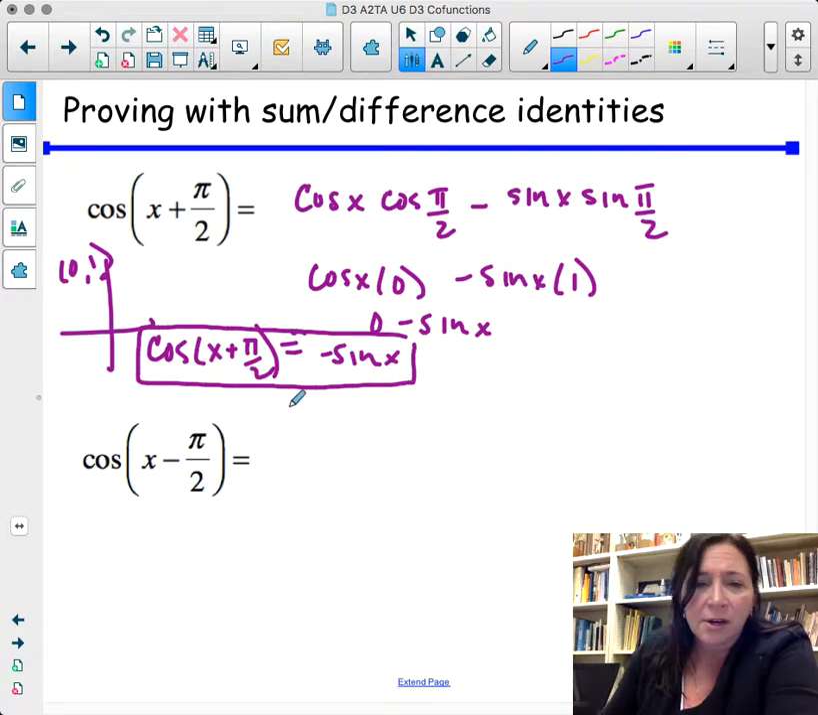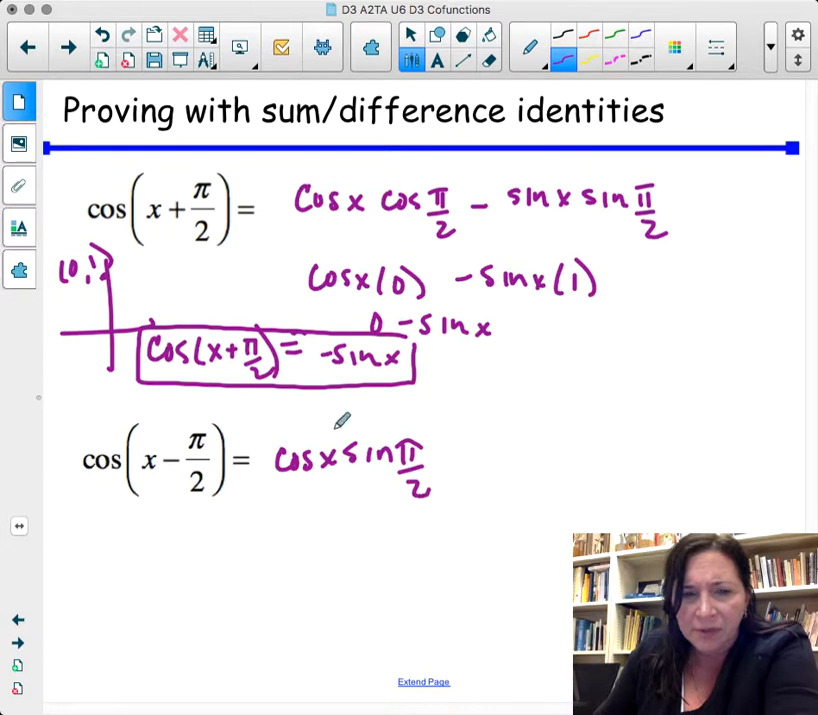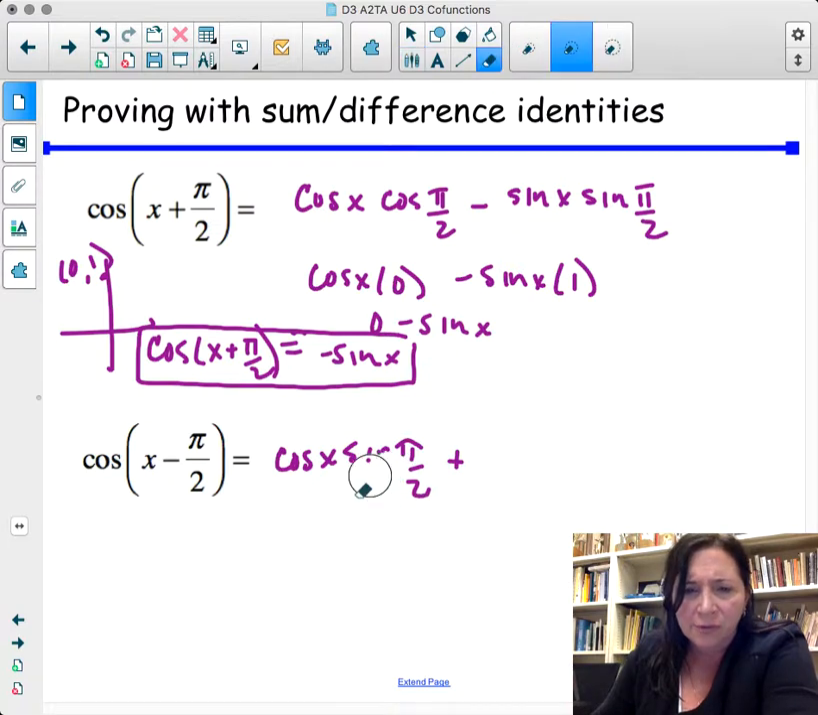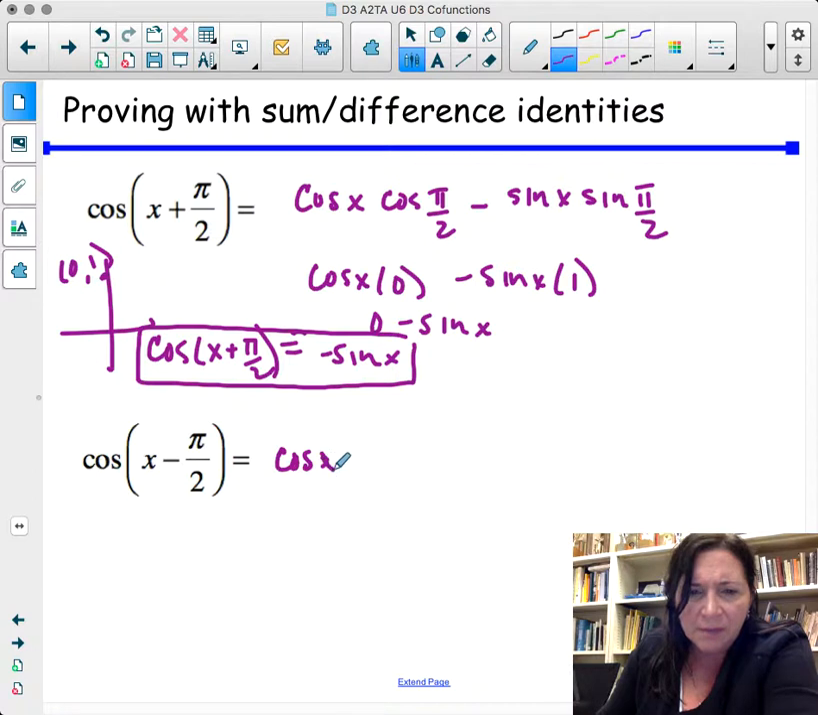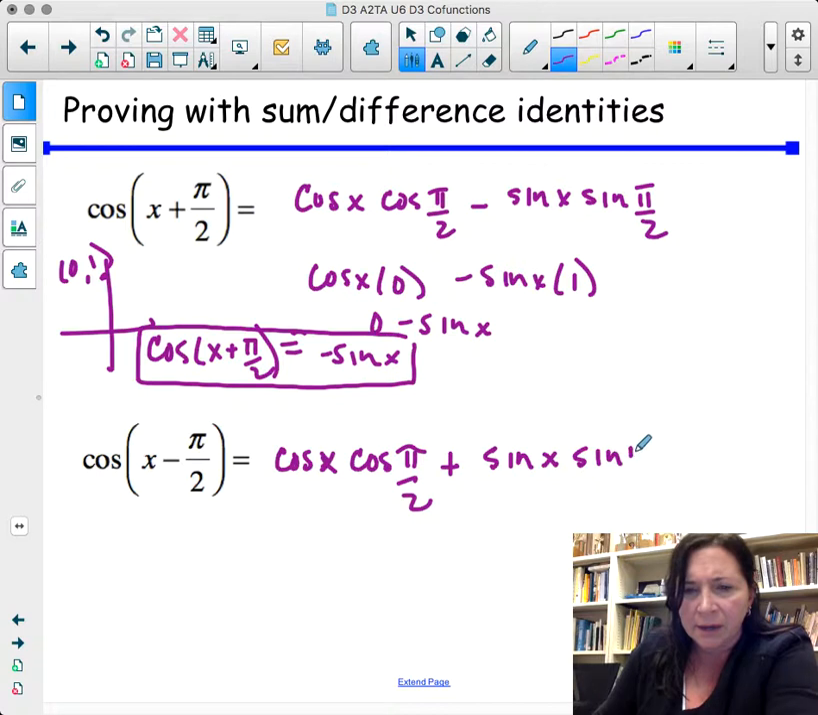This one right here is going to be, let's see here, cosine of x, sine of pi over 2, opposite signs. So that's minus, this is plus. Oh, that's not right. Excuse me, I'm so sorry. Cosine goes cosine, cosine. So that's cosine of x, cosine of pi over 2, and there's my minus sign. So that's going to be now plus. Then it goes sine of x, and then sine of pi over 2.